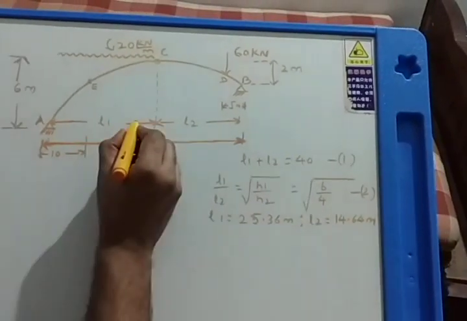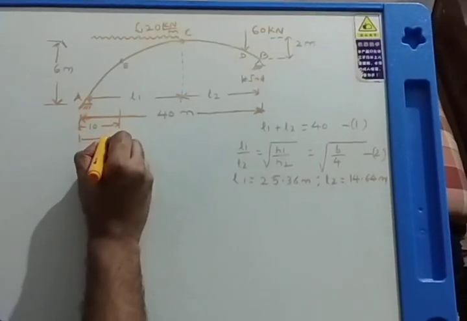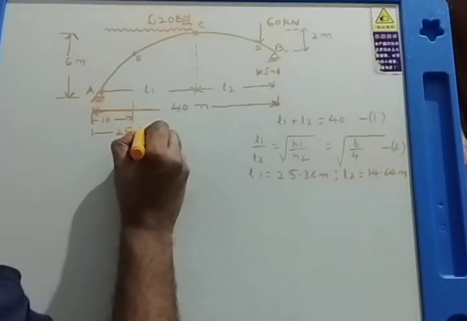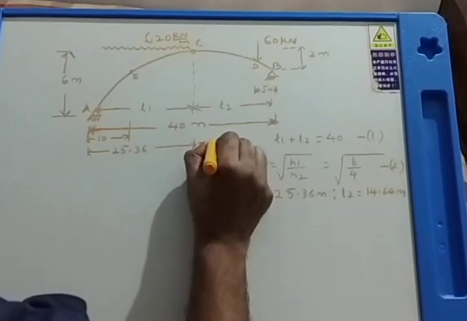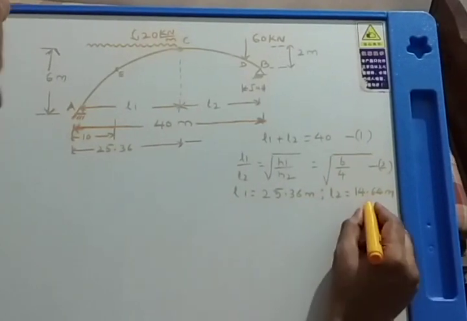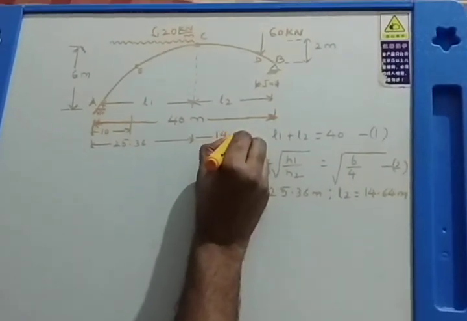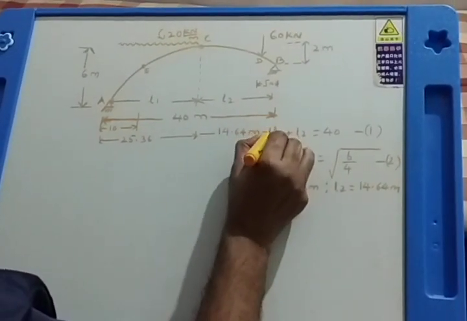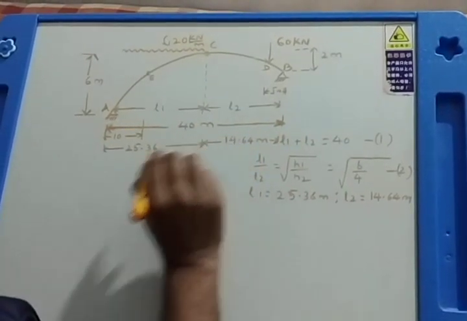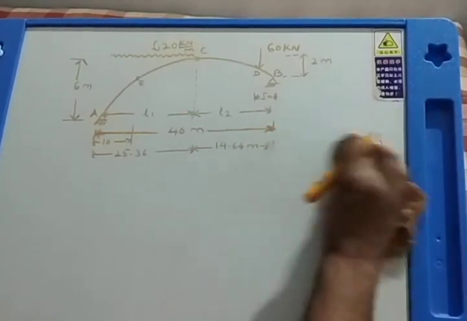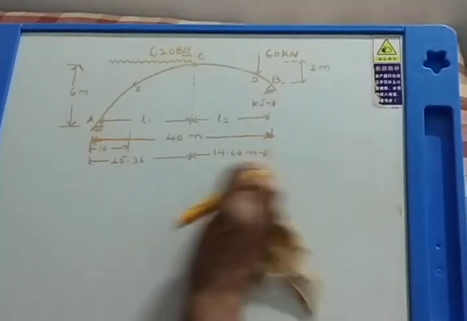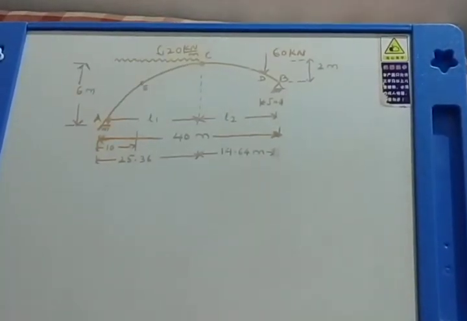So we found out, so I will write it here, 25.36 so that it will be easy for us. This is 25.36 and this remaining CB horizontal portion is 14.64. Okay, now we have found out the values of L1 and L2. Let us quickly see how to get the reactions.